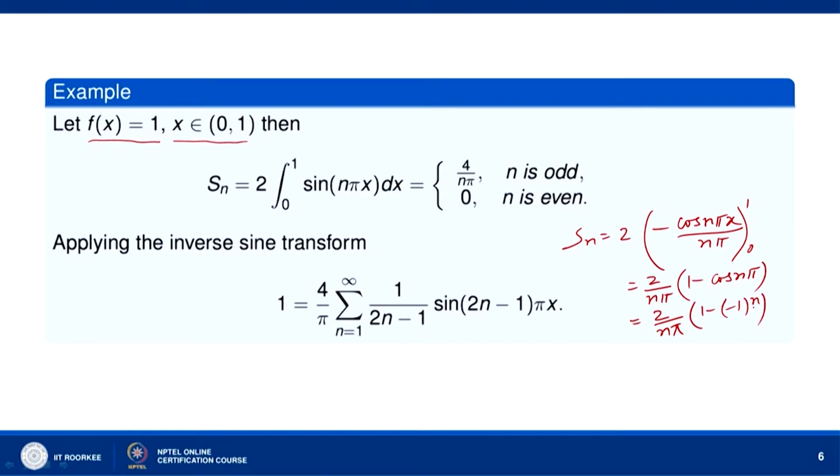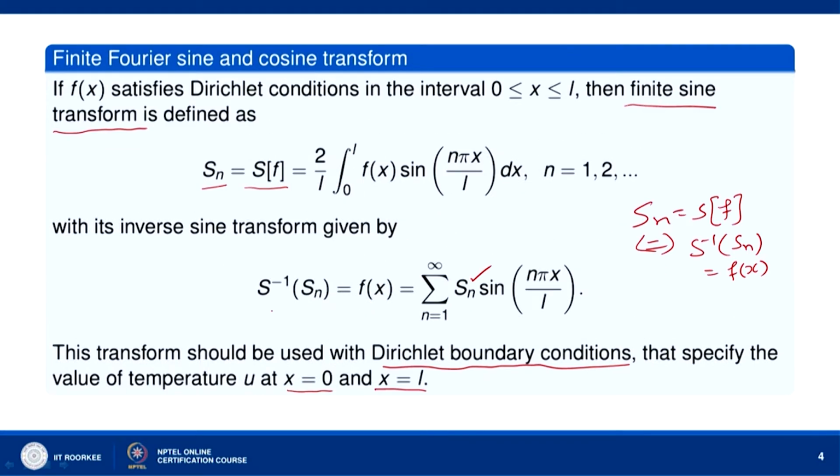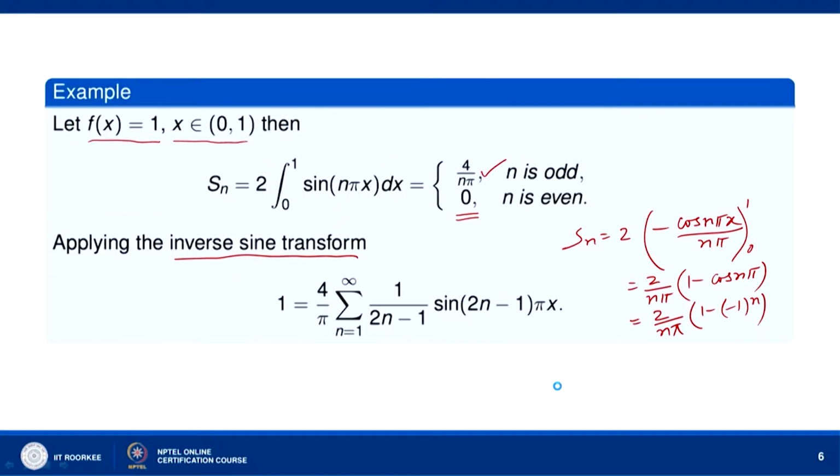Now, when n is even, you get this value 0. So, when n is an even integer, the value is 0. When n is an odd integer, we will have 4 over n pi. So, S n equal to 4 over n pi when n is an odd integer and 0 when n is an even integer. Now, let us apply the inverse sine transform. The inverse sine transform is obtained from f x equal to sigma n equal to 1 to infinity S n sine n pi x over L.